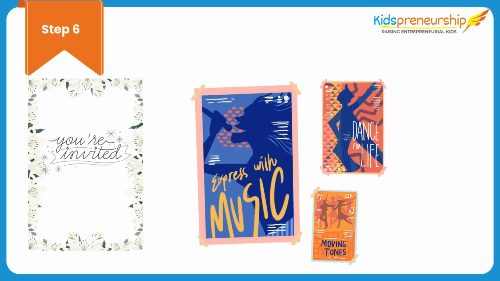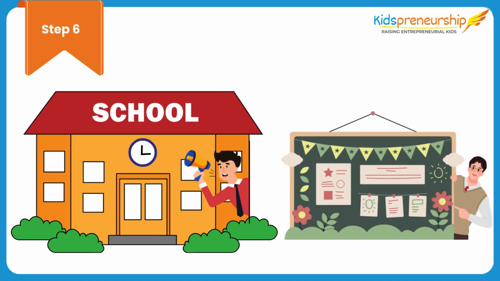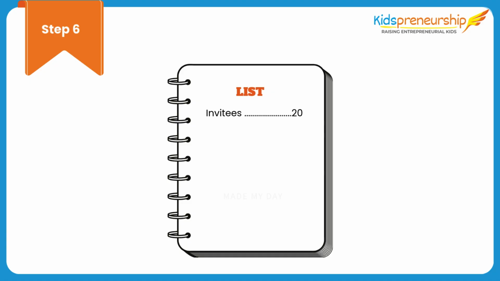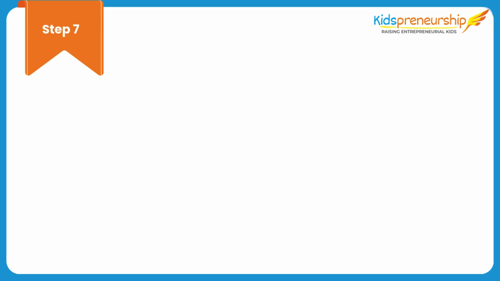If it's a big event, you can even announce it at school during an assembly or on a school bulletin board. Be sure to think about how many people you want to invite and where they will fit in your venue. Once your guest list is ready, write down the names of everyone you're inviting in your notebook so you don't forget anyone.